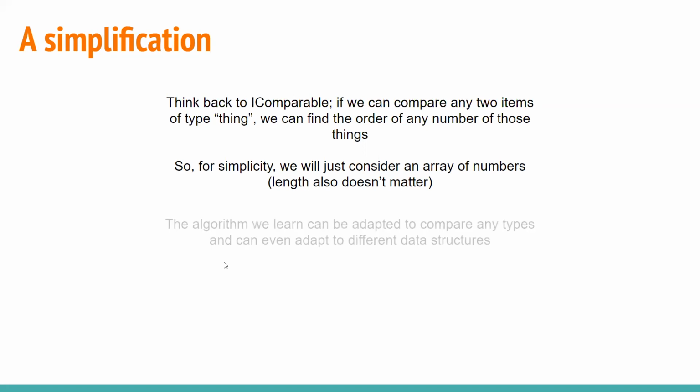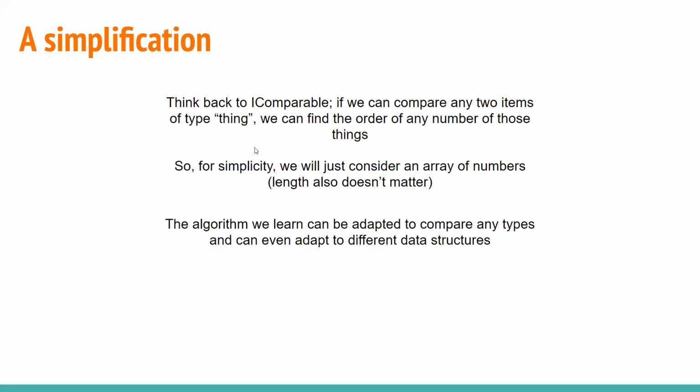All we are going to consider is simply an array of integers. The sorting algorithms we learn, through some clever modifications, can be adjusted to work on different data structures and different types. But we are focusing on an array of integers, just for simplicity's sake. So don't get too bogged down in that. You don't need to know how to convert these into other options.